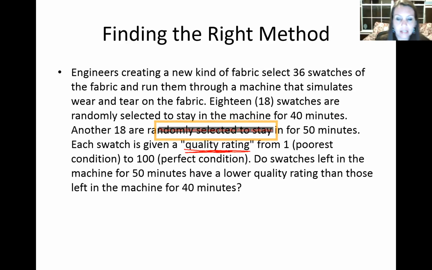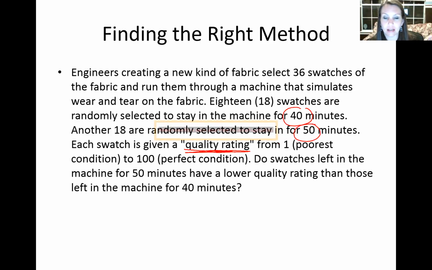Is quality rating categorical or quantitative? Ooh, we have a mixture of opinions here. So first of all, is quality rating a number? Yes, right? And would it make sense to talk about the average quality rating? Also, yes. So in this case, we do have a quantitative variable. Quality rating is quantitative. Now we have to look at, are we comparing one group or two groups? Two, right? We have the 40 minutes group and the 50 minutes group. So we have two groups.